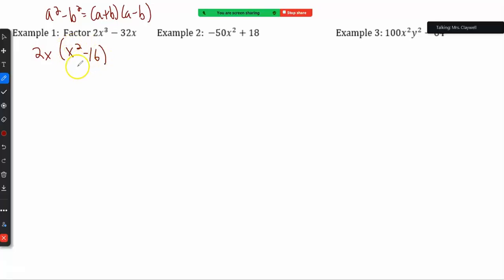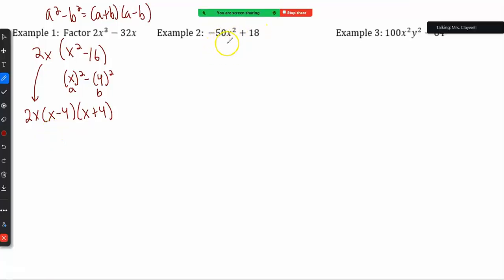Look above. If I have subtraction in between, and both these are perfect squares, I can identify what my a and b are. What times what is 16? That's a 4. What times what is x squared? That's an x. So I'm going to do a plus b, but instead of a plus b, I'm going to write my x plus 4. And I keep my greatest common factor on the outside.